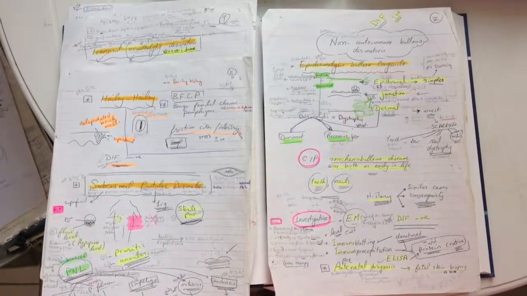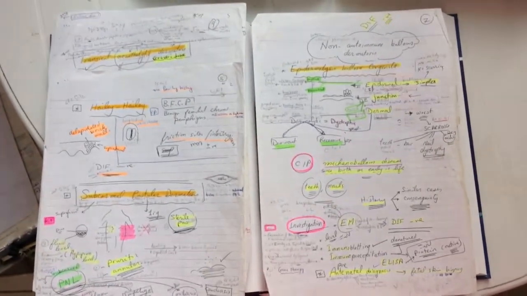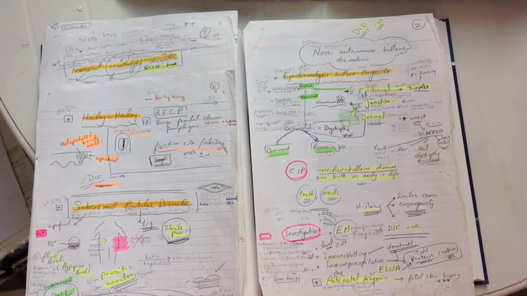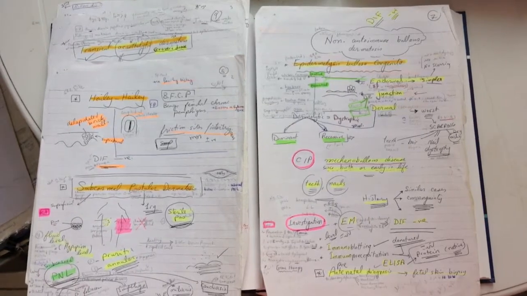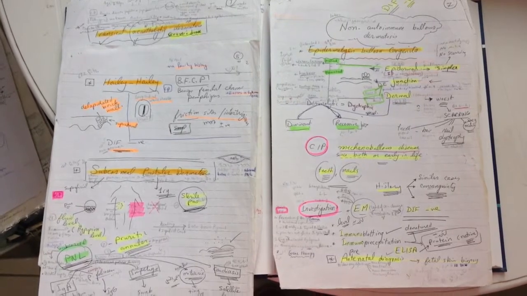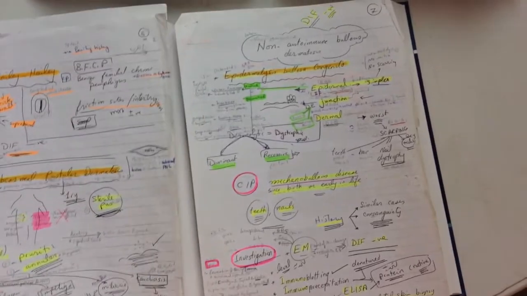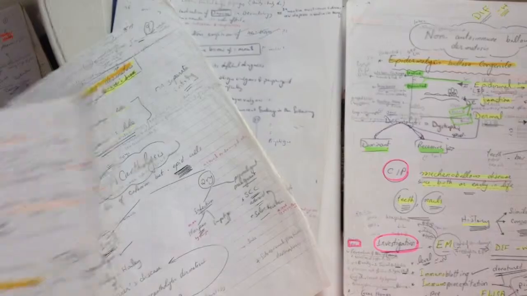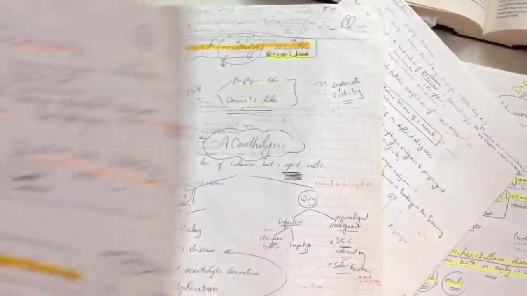The non-autoimmune bullous dermatoses are those with negative direct immunofluorescence. These are four diseases: epidermolysis bullosa congenita, Hailey-Hailey disease, subcorneal pustular dermatosis, and also transient acantholytic dermatosis.